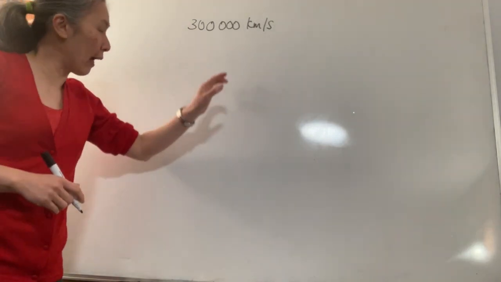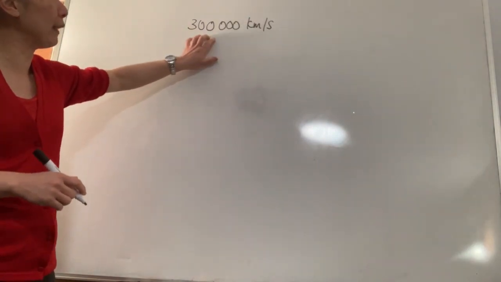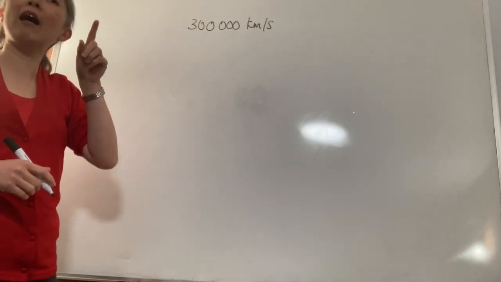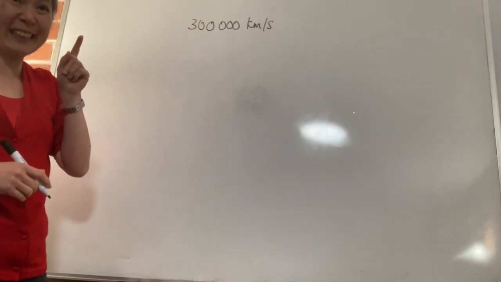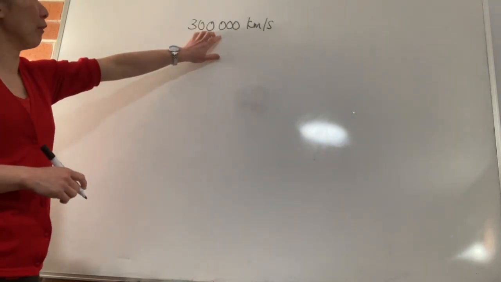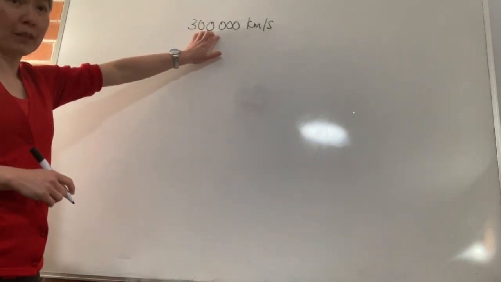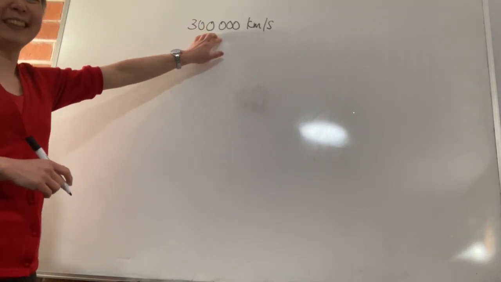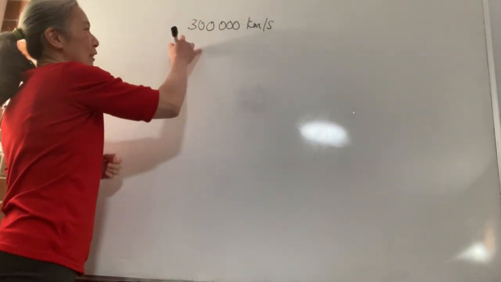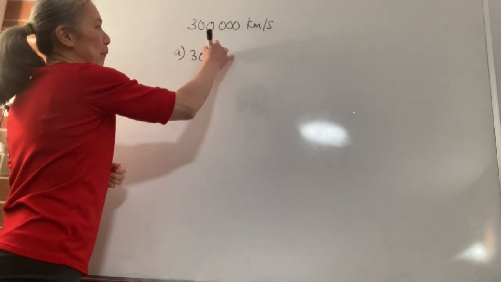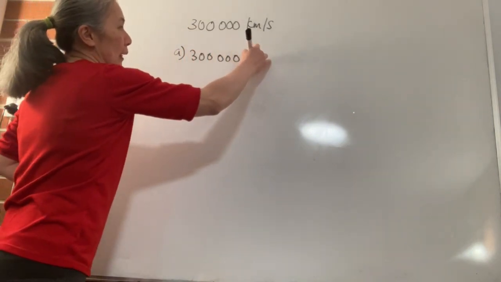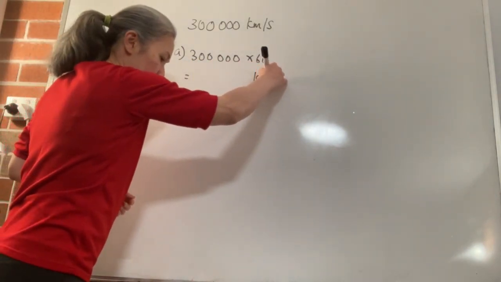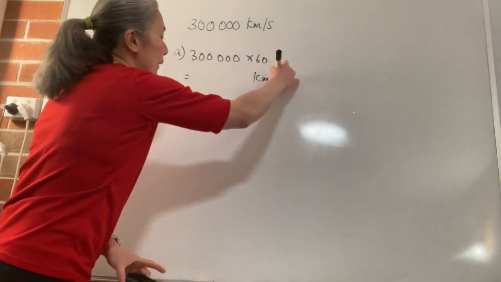Now I'm asking you, how far can you travel in 1 minute? That means 1 minute is equal to how many seconds? 60. So every second you can travel 300,000. So if you have 60 seconds, what do you need to do with this number? Times. That's right. That is what you are going to do with part A. Times by 60. So that will give you how many kilometers per minute.